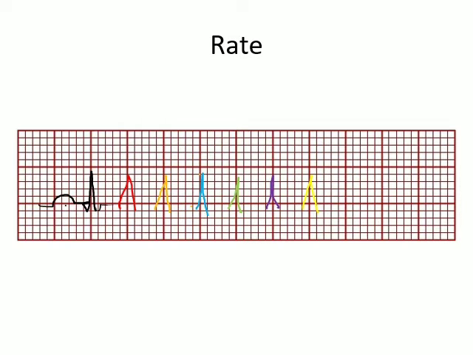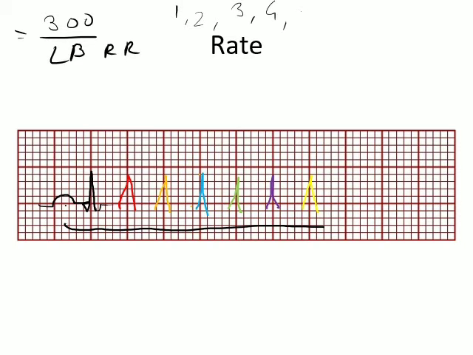Now I have drawn these in different colors because I want to explain a very important concept. If you substitute in the formula 300 divided by the number of large boxes between two RR intervals, values like 1, 2, 3, 4, 5 and 6, what you get is this pattern, that is 300, 150, 100, 75, 60 and 50. So what I want you to see is, once one QRS complex has appeared, when does the next QRS complex appear.